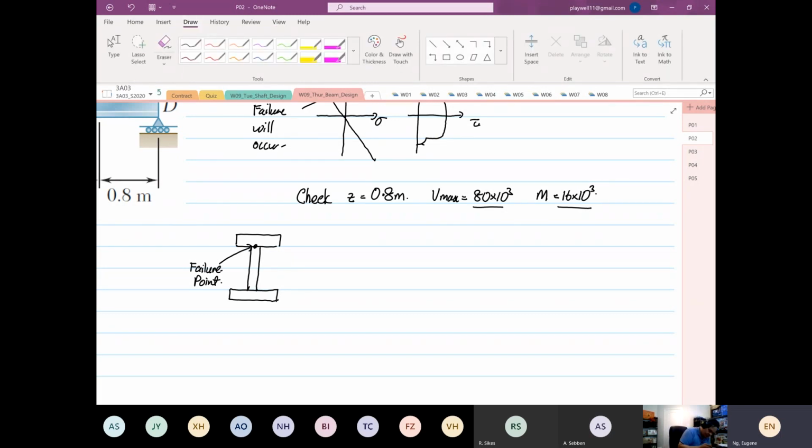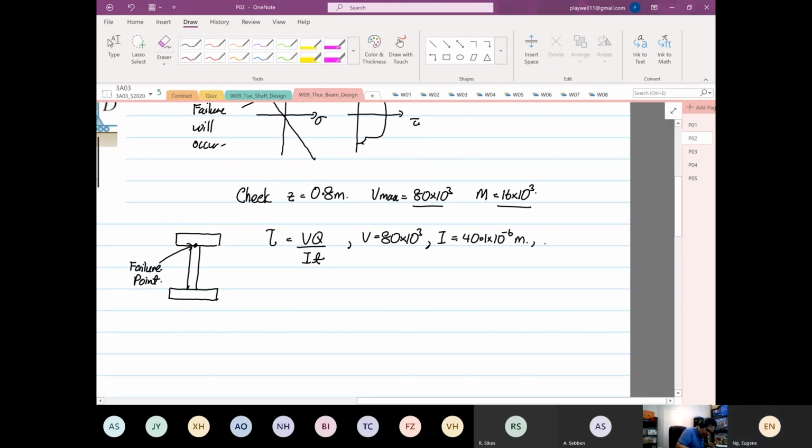So we're going to find shear. The formula, we know, is VQ over IT. So we know that V is equal to 80 times 10 to the power 3. We know our I value, right? It's given in the table. I is equal to 40.1 times 10 to the power minus 6 meters to the fourth. And then we're going to find our t. t is the thickness of the web, which is 6.35 times 10 to the power minus 3.